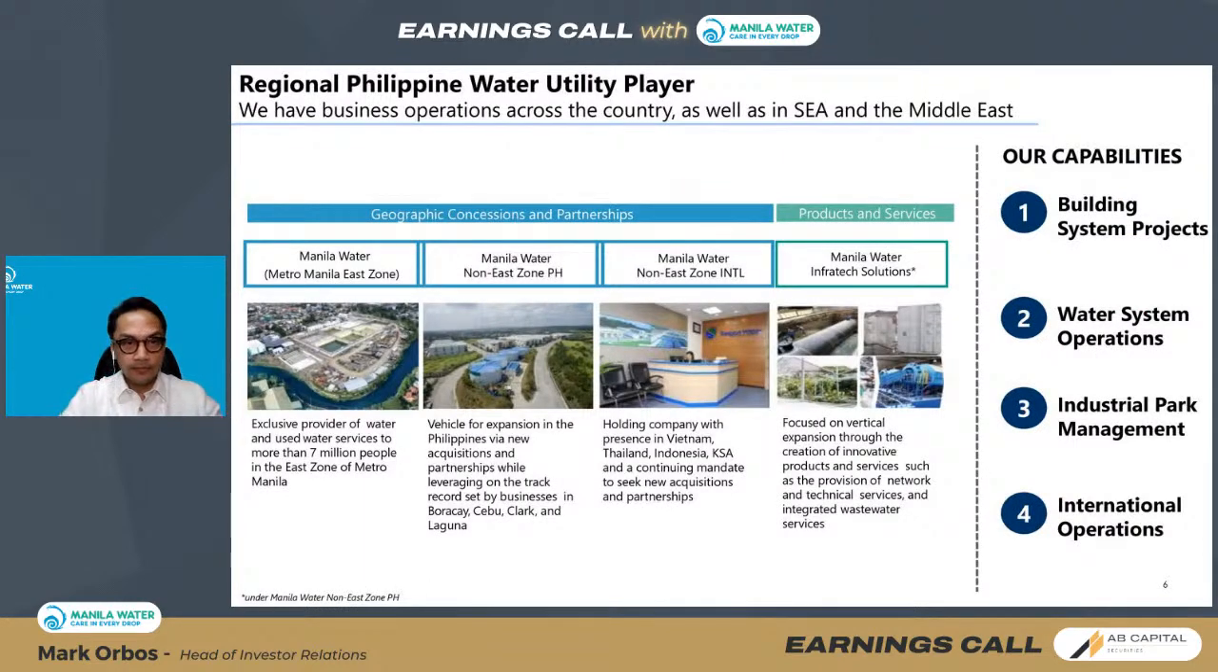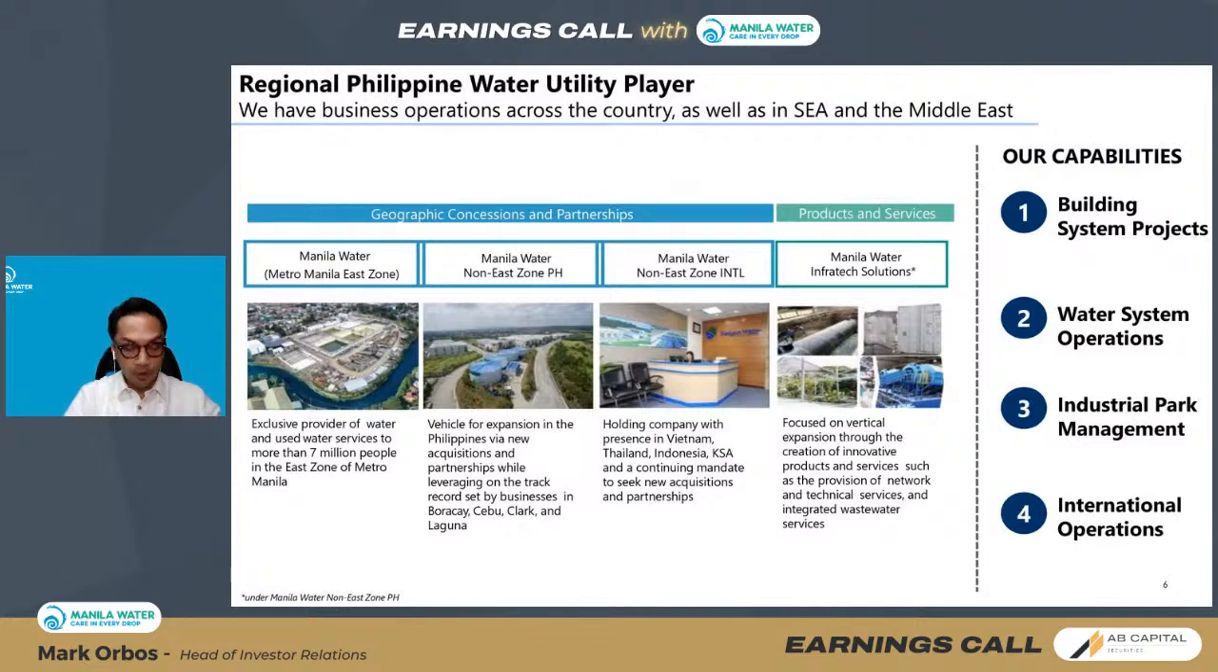Our business portfolio includes water and wastewater-related assets across the Philippines, the ASEAN region, and the Middle East. We manage and grow our portfolio of businesses through the following structure. First, our parent company, Manila Water, is the water and wastewater concessionaire of the East Zone of Metro Manila, which now serves more than 7 million people. For our businesses in the country situated outside of the East Zone, our non-East Zone Philippines houses our operations in key municipalities and provinces such as Boracay, Cebu, Clark, and Laguna, among others.